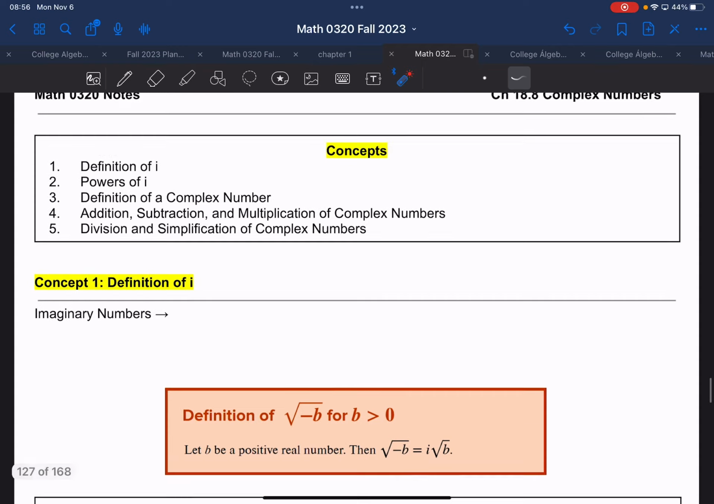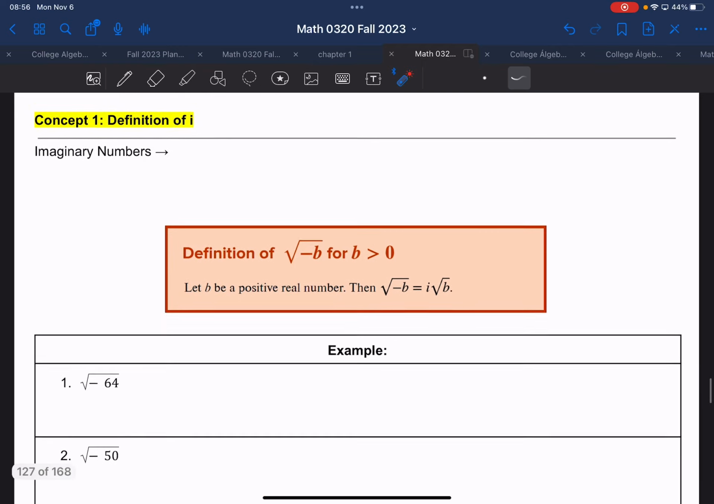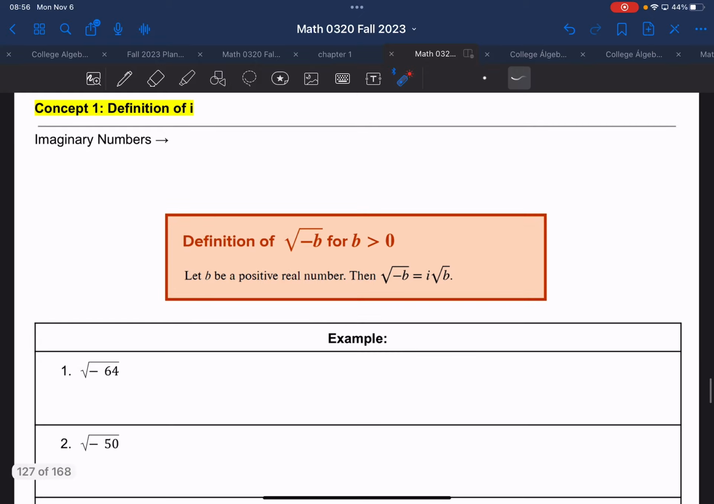Okay. Are we doing 18.7 after? No, we actually skip 18.7.